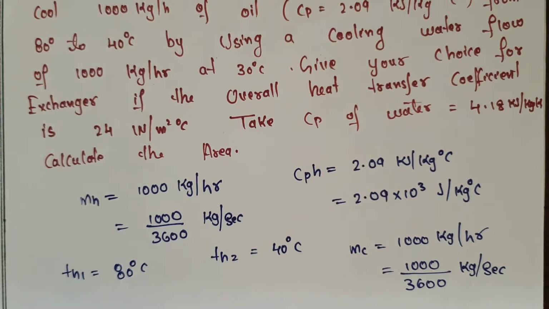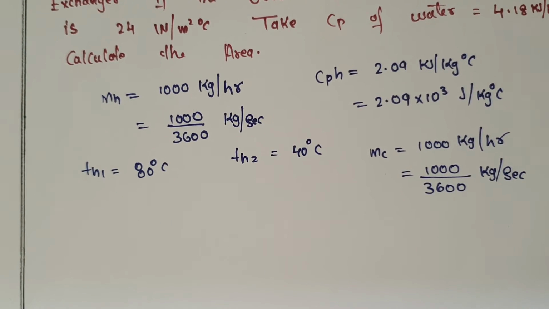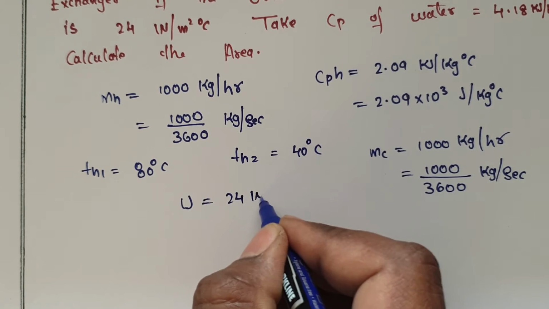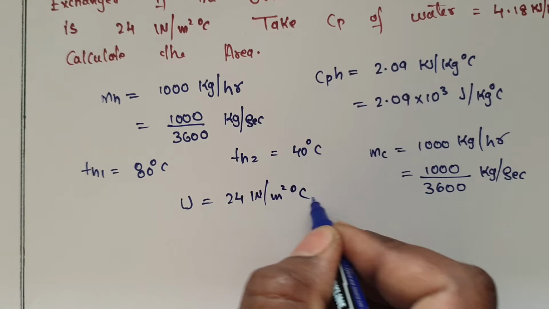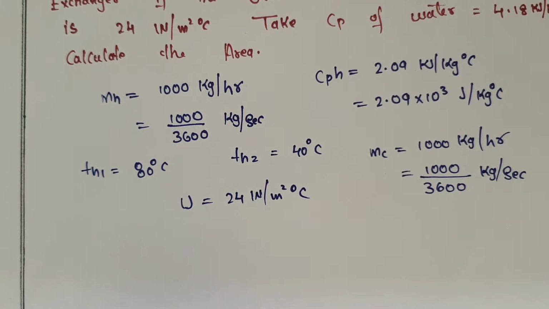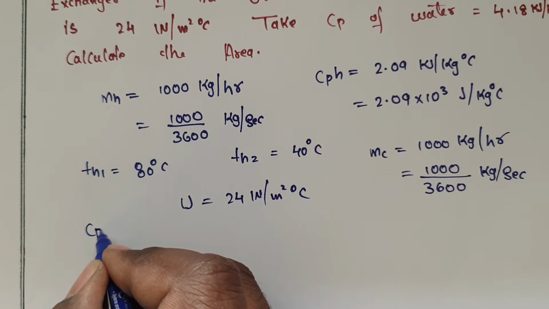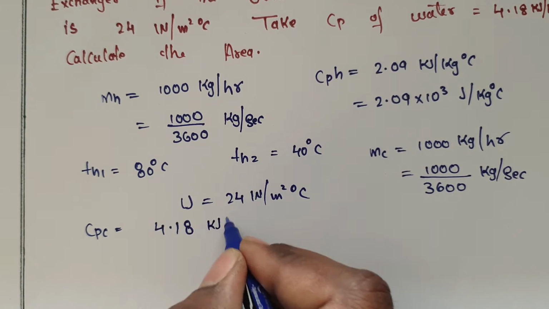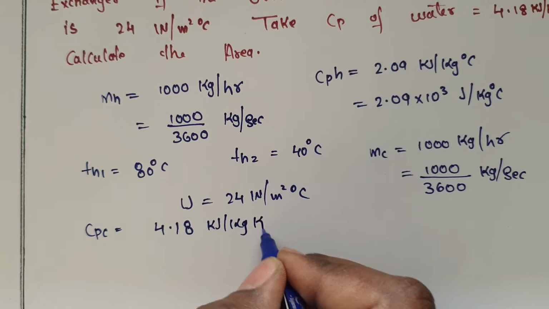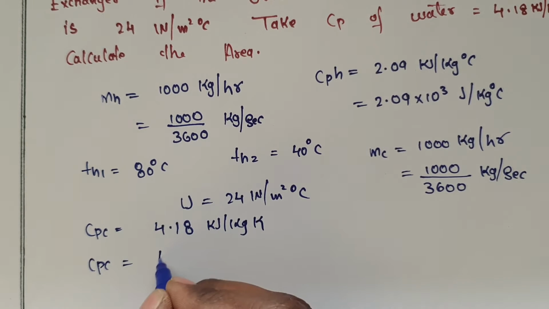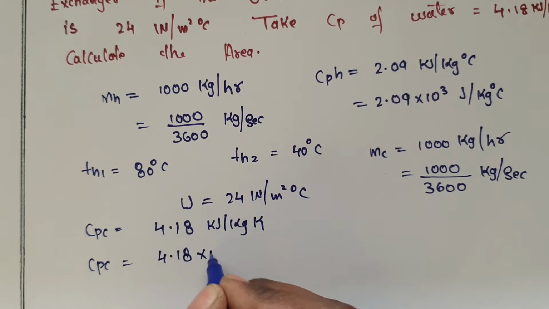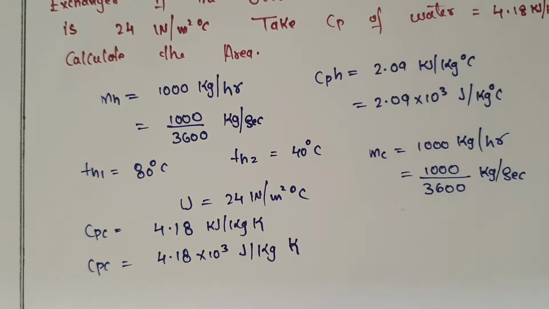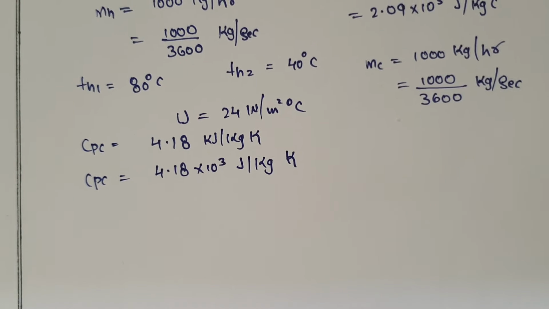Okay. Overall heat transfer coefficient, which means directly the U value is given. U is equal to 24 watt per meter square degree centigrade. Take Cp for water, which means CPC. CPC is equal to 4.18 kilojoule per kg Kelvin. So CPC you can write as 4.18 into 10 to the power of 3 joules per kg Kelvin. So this is your given data.